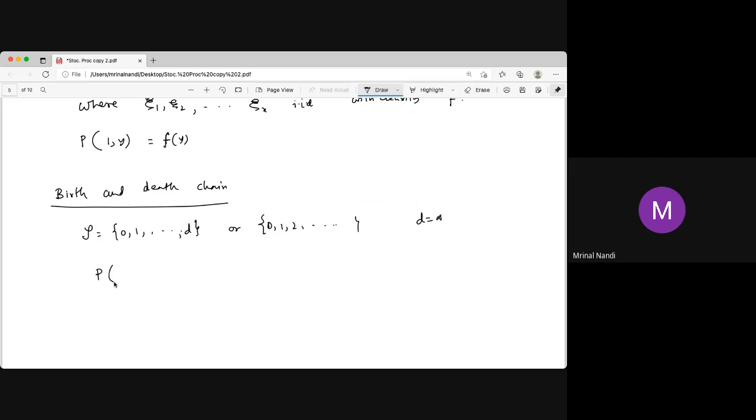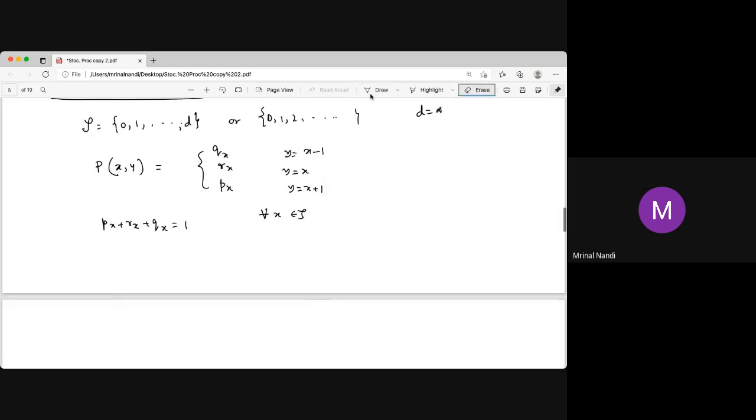Now in the birth and death chain, what happens? It starts from x and goes to y. With probability qx it goes to y equal to x minus 1; that is a death. If y equals x plus 1, it is a new birth, with probability px. And y equal to x, no birth and no death, has probability rx. So obviously px plus rx plus qx is equal to 1 for all x in the state space.